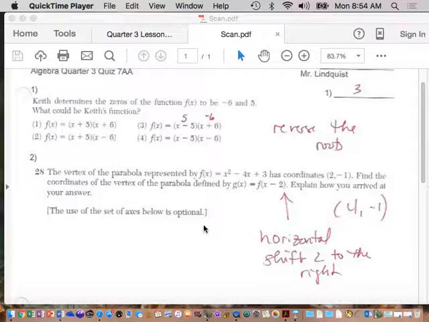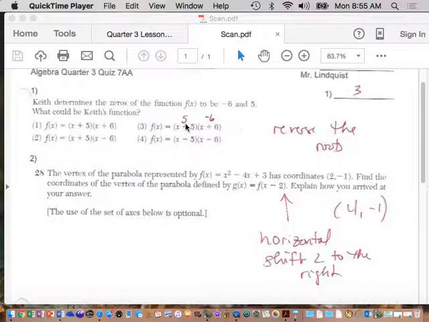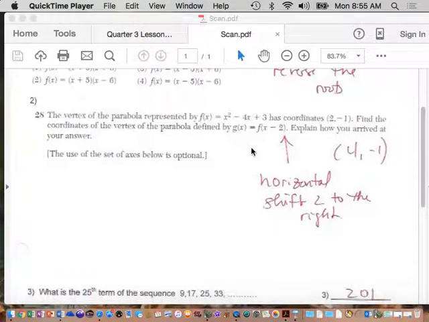All right. Keith determines the zeros of the function to be -6 and 5. Here it's in parentheses. You always reverse whenever it's in a package. So it's reversing the roots, reverse engineering, if you will. So since the roots were -6 and 5, that matches up with choice 3, where you switch them.